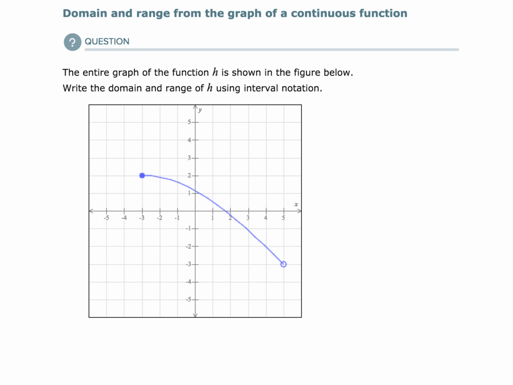Okay, so here we have the graph of a function h, and we want to write the domain and the range using interval notation. Okay, so let's do the domain first.